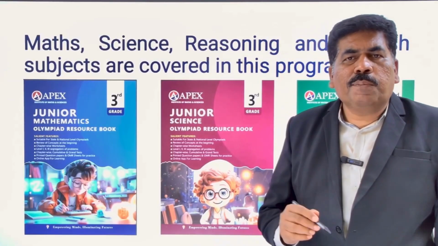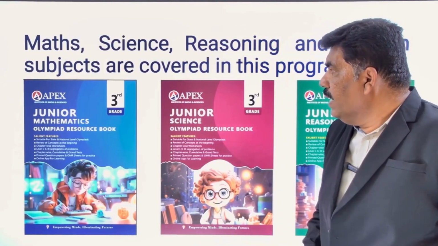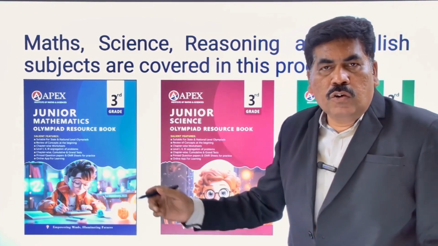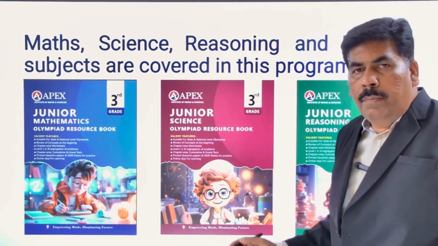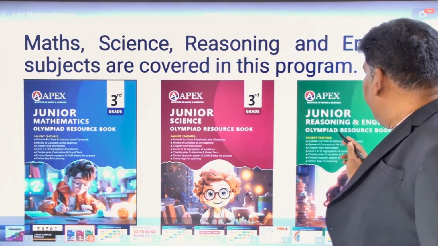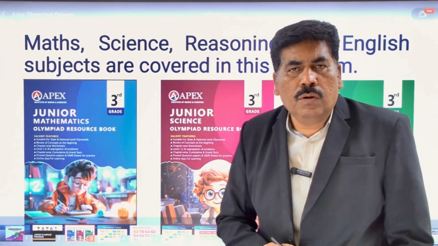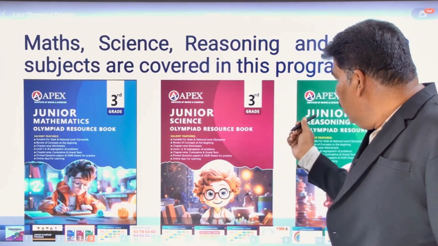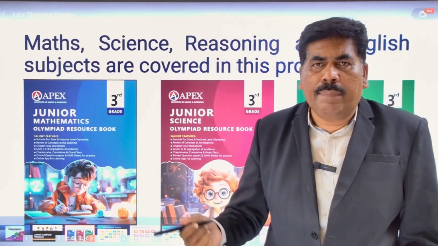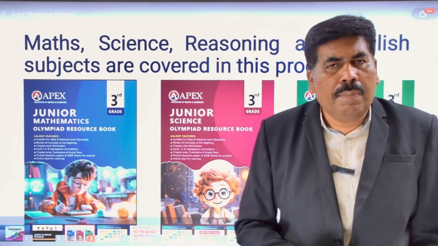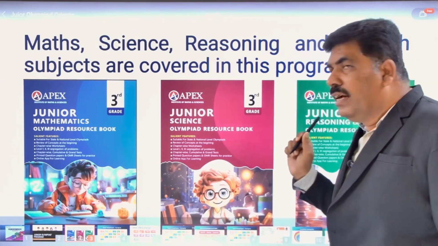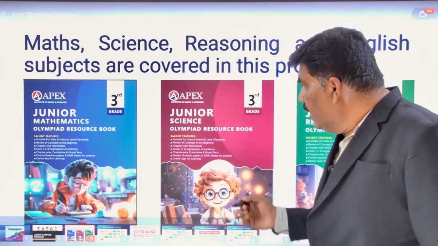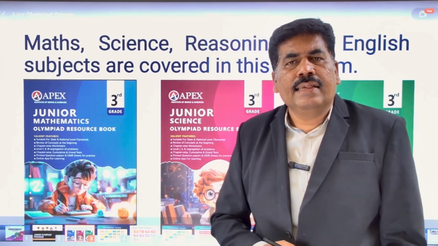In this program, each child will get a set of 3 books: the Junior Mathematics Olympiad Resource Book, the Junior Science Olympiad Resource Book, and the Junior Reasoning and English Olympiad Resource Book. Reasoning and English are combined in one book, but reasoning is to be taught by a separate teacher and English by a separate teacher. In English, we have given only the grammatical part, which will be useful for Olympiads. So each child will get a set of 3 books.